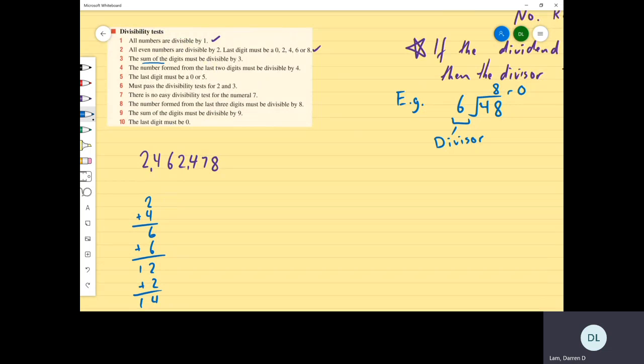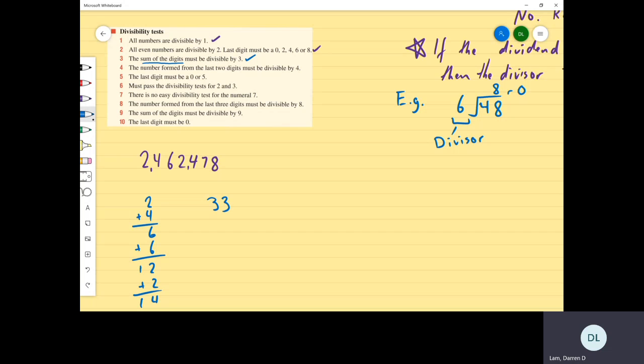The sum of the digits must be divisible by 3. 33 is definitely a multiple of 3. 3 is a factor. It's divisible by 3. So our number, 2,462,478, is also divisible by 3. Awesome. Let's keep going.